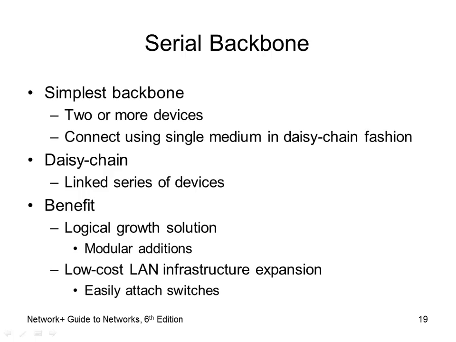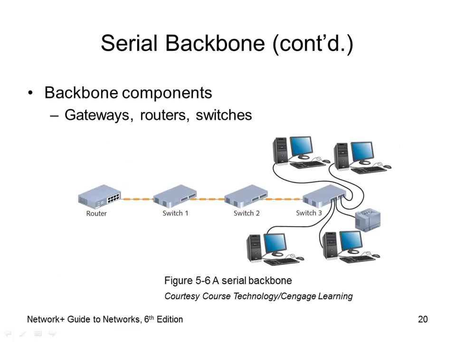A serial backbone is the simplest, and in a serial backbone, you have two or more devices. They're just connected together in a daisy chain, which is a length of devices. The benefit is it's easy to grow and it's low cost. Here's an example of a serial backbone. We've got some computers in this room. They're on a switch. We'll run a cable from this switch to another switch with computers on it. Ultimately, that'll run to a router.